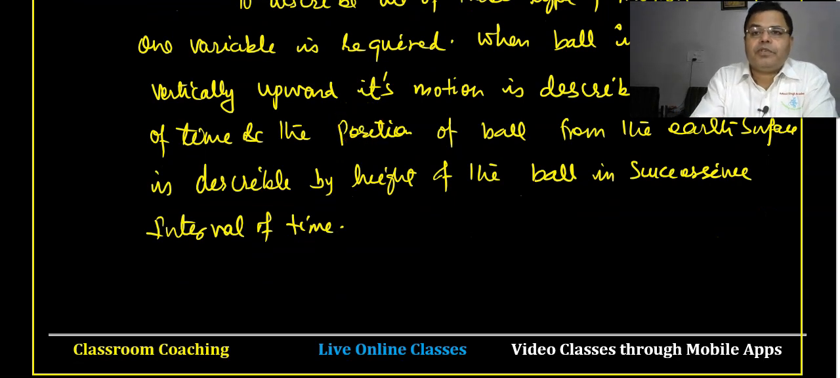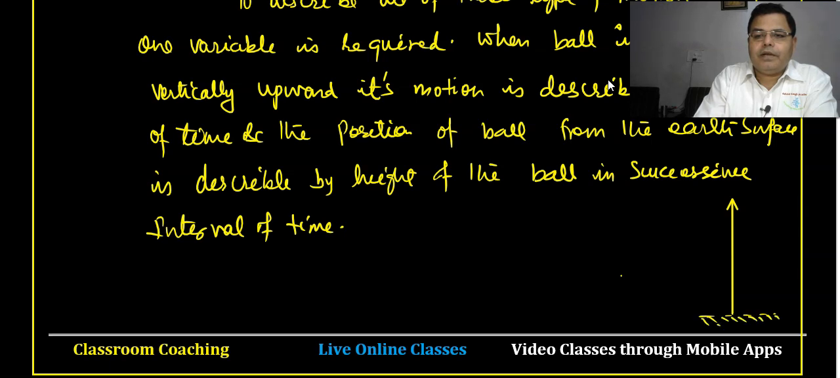So say the ball is thrown up, and its position is described after 1 second, after 2 second, after 3 second, and this is the ground level. The positions could be 10 meters, 20 meters, 30 meters, like that. Let me write the exact values: after 1 second, this is 20 meters per second; after 2 second, it was 10; after 3 second, it was 0, say like this.